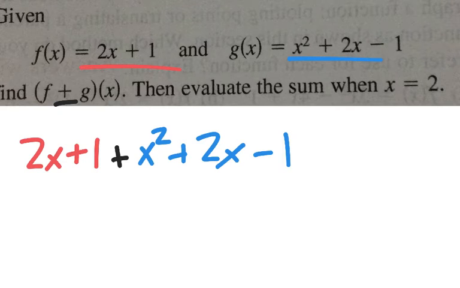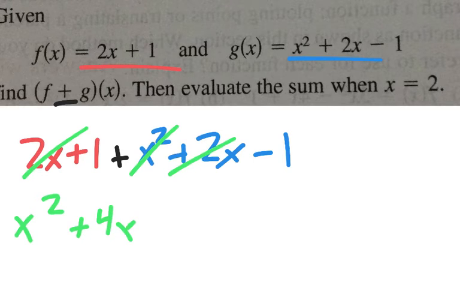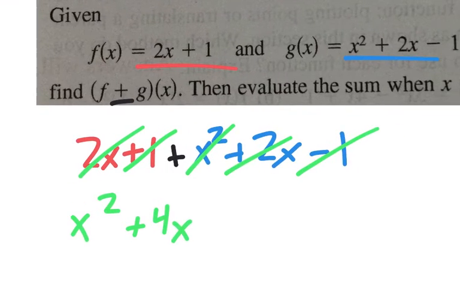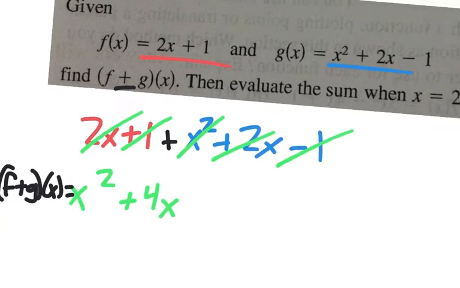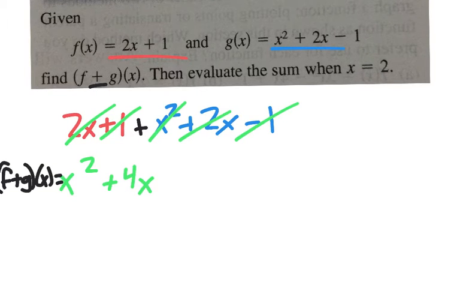Now combine your like terms. Is there anything like x squared? No. Anything like 2x? Yes, 2x. So that is 4x. Anything like 1? Negative 1. So that goes to 0. So now I've combined them. So I have now found this is f plus g of x equals that. That's the first part. That's all I've talked about so far. Any questions?